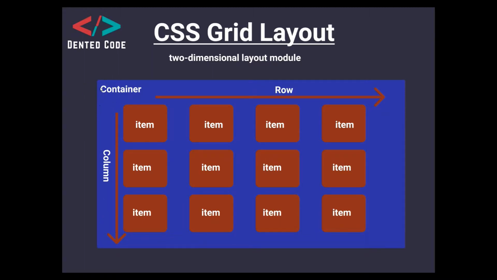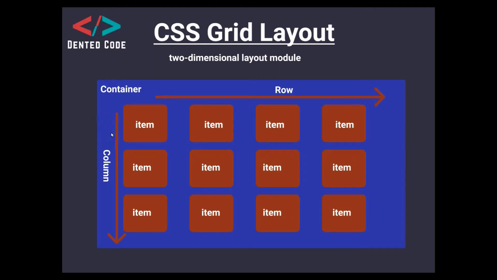Let's say this blue is the container which you have given the display property grid, and this blue container has turned into the grid container now, and all the items inside have turned into grid items. So these are the columns. I have, let's say, 1, 2, 3, 4 columns, and then we have a row, 1, 2, 3 rows.